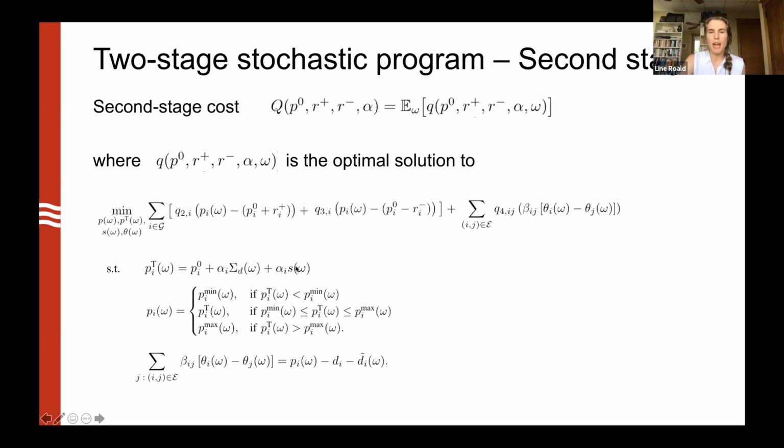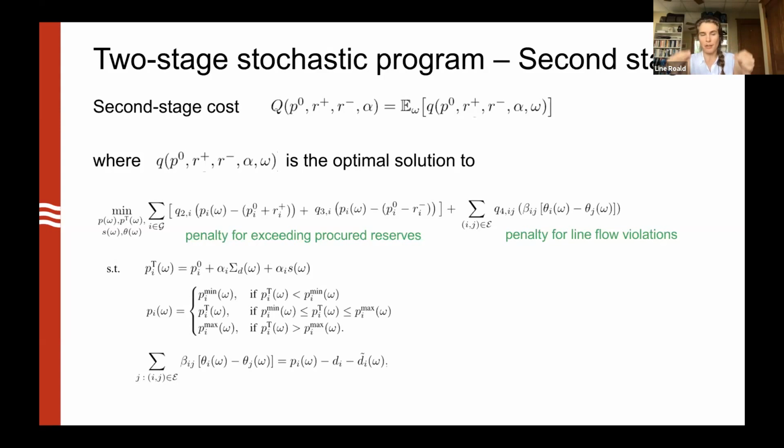So we have an objective function, which is essentially the penalty for exceeding the procured reserve. That's the first part here. Essentially, if we don't schedule enough reserve capacity in the first stage problem, we might exceed the generation and the reserves that we had planned for. And if we do, we are going to incur a penalty. Then we have a second term, which penalizes the line flow violations. We also have a set of constraints that describes our reserve activation.